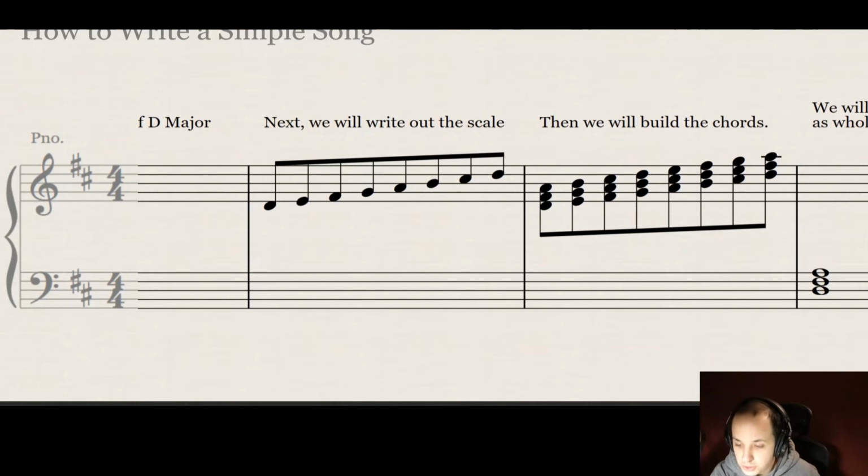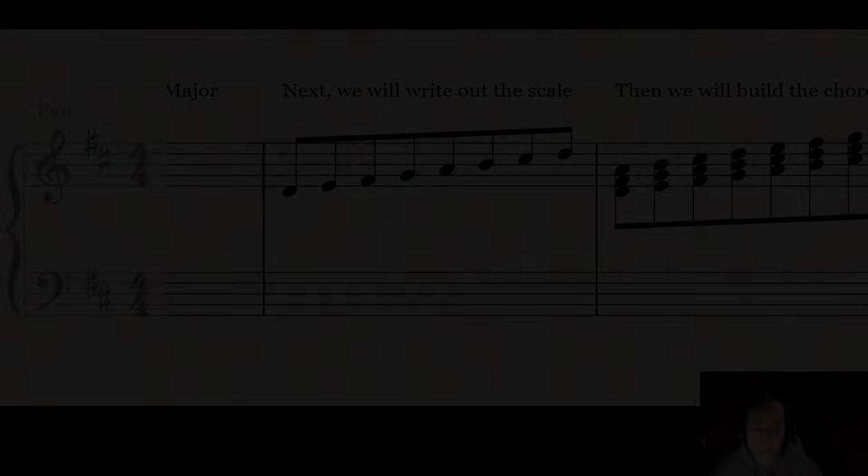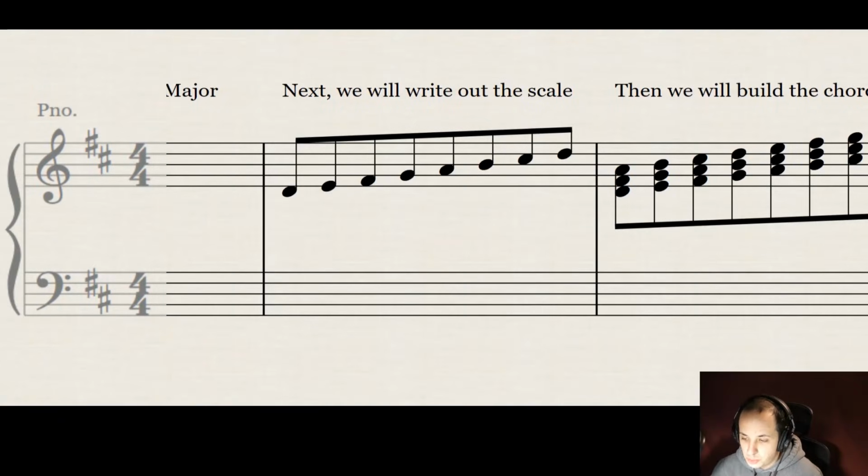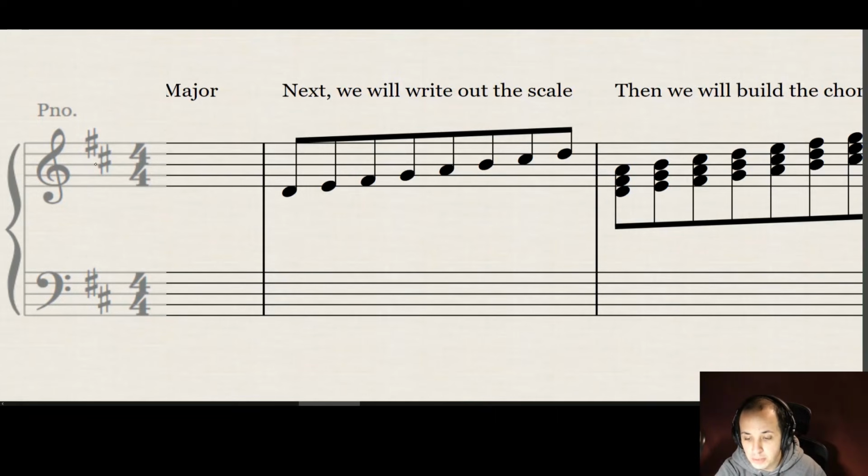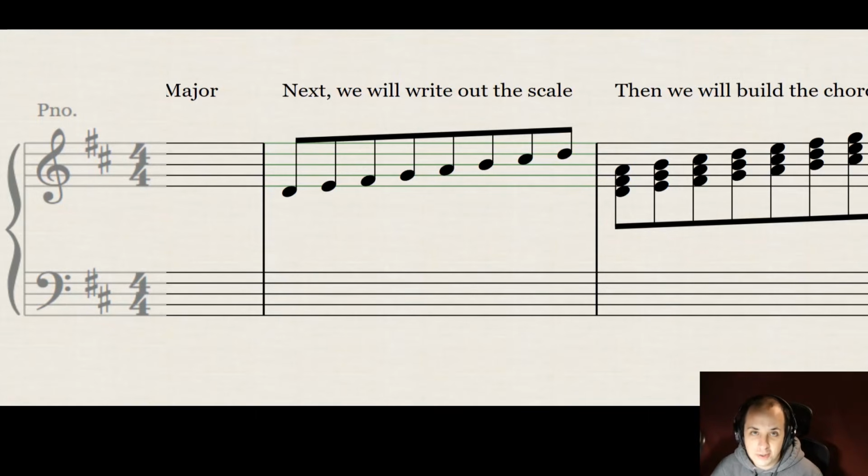So the next thing you want to do is write out the scale. Once you write out the scale, you can build chords on every note of that scale. Now, one thing I want to tell you about is remember that we have our key signature to worry about, 2 sharps, F sharp and C sharp. So the sharp will be here on the F, and then also here with the C. So it's F sharp and C sharp. Do not forget where those sharps lie.